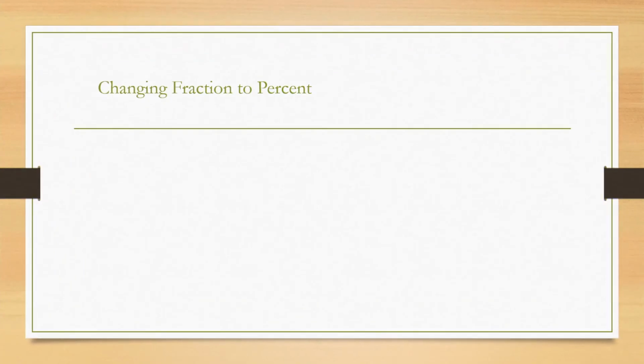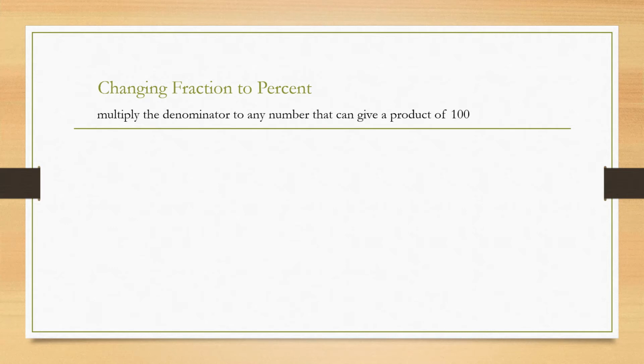How do we change fraction to percent? Ang sabi dyan, multiply the denominator to any number that can give a product of 100. Kung ang ating fraction, ang kanyang denominator ay 100, wala na tayong magiging problema kasi automatic yan, papalitan na lang natin yung 100 ng percent symbol. Pero kung ang denominator niya ay hindi 100, katulad nito, ang given natin 2/5, ang denominator natin dyan ay 5. Lagi natin dapat siyang gagawing 100. So, paano natin siya gagawin 100?